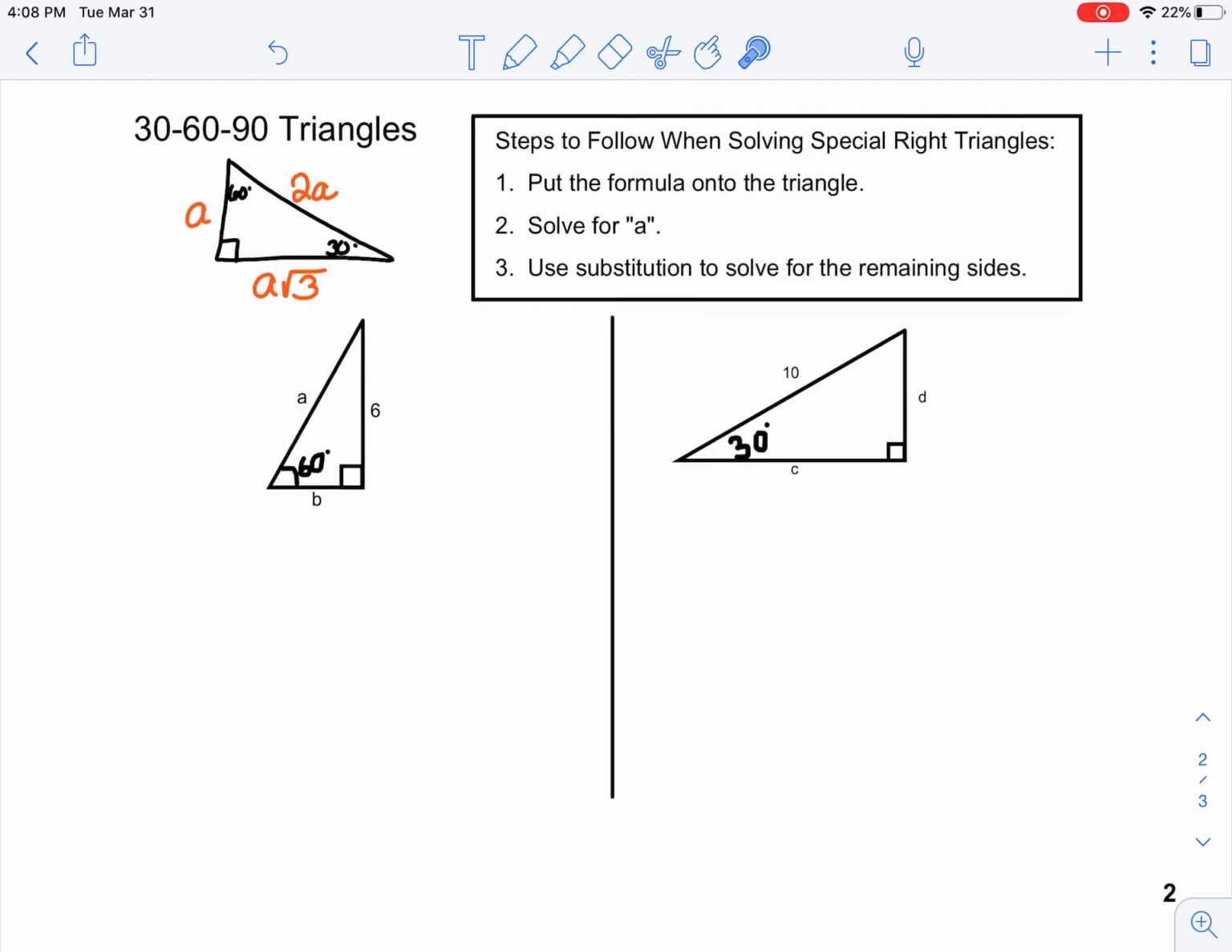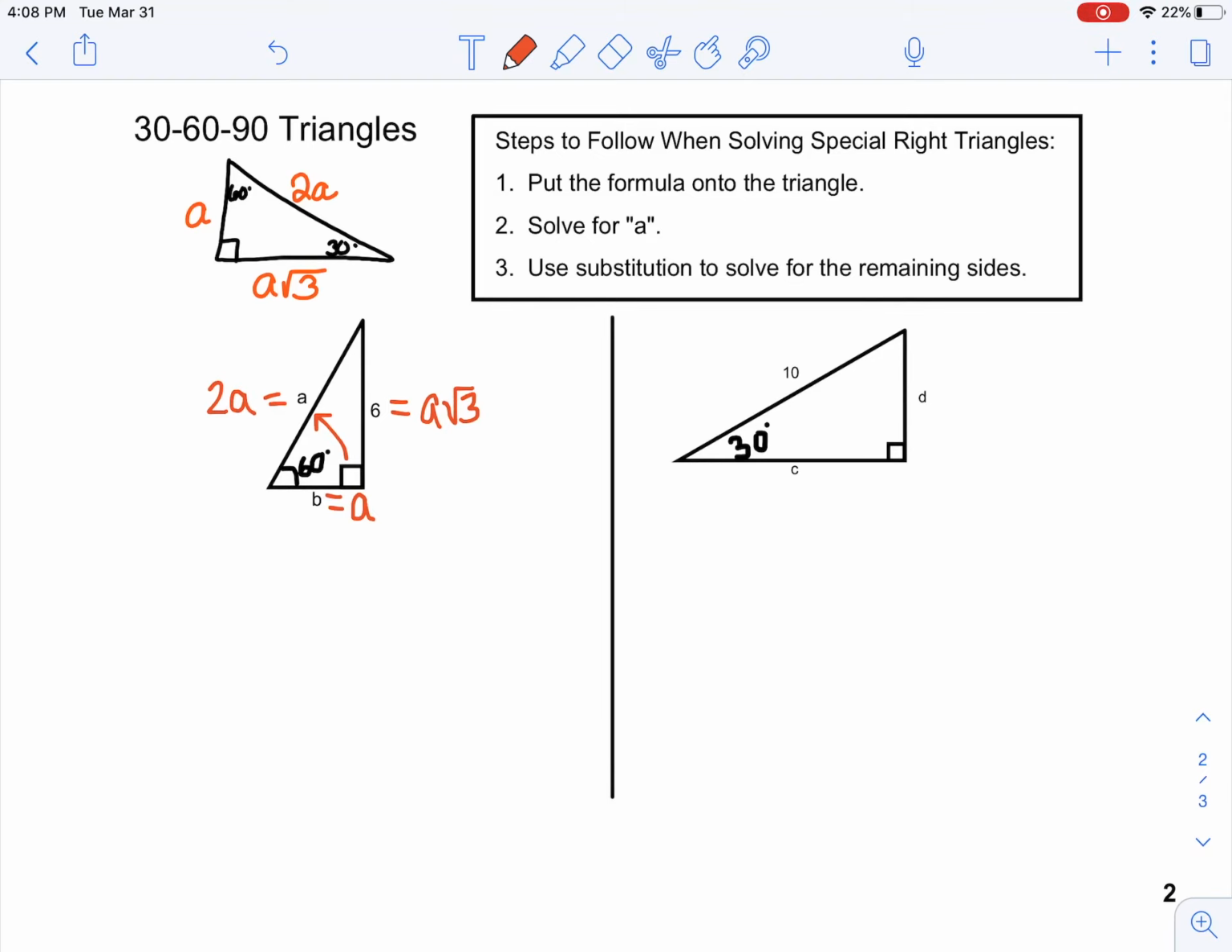So let's go ahead and use these steps to help us solve these examples. So we'll start with our example on the left, and we will write the formula onto the triangle. So across from our 30-degree angle, our shortest side, we call A. Across from the 60-degree angle, we have A root 3. And then across from the right angle, our hypotenuse equals 2A.